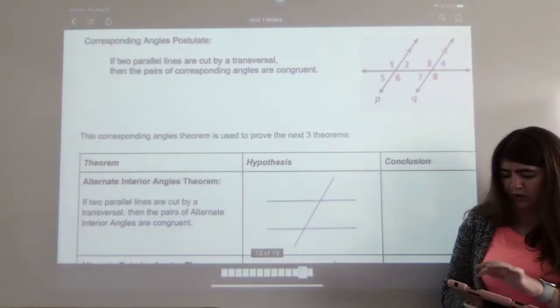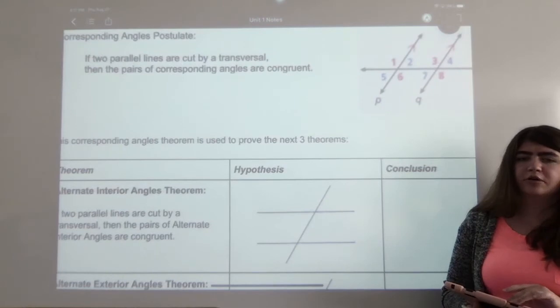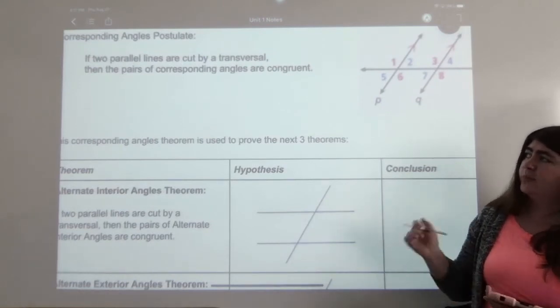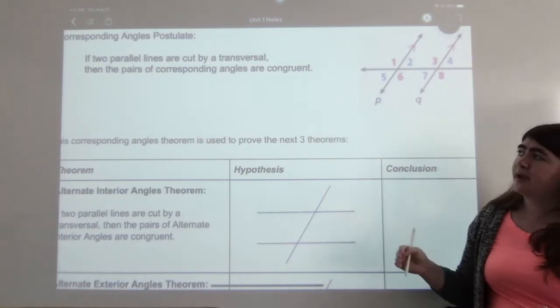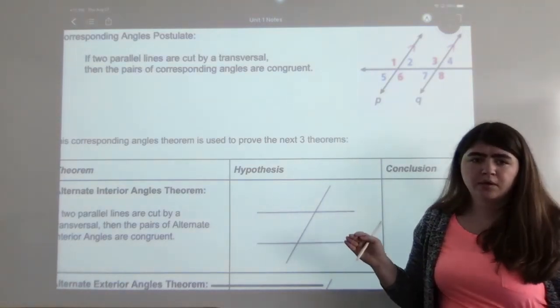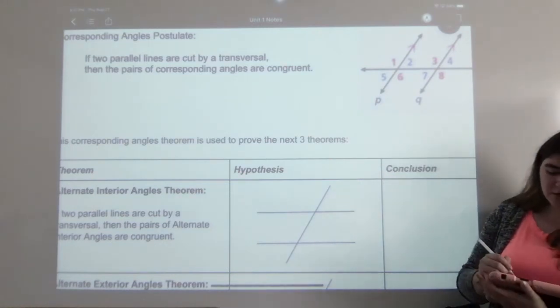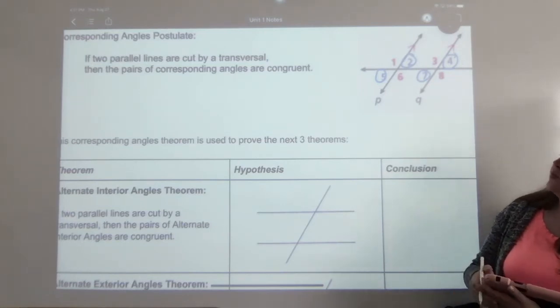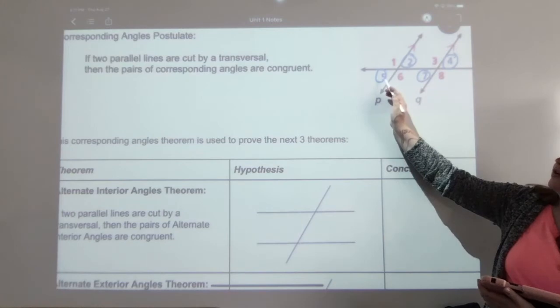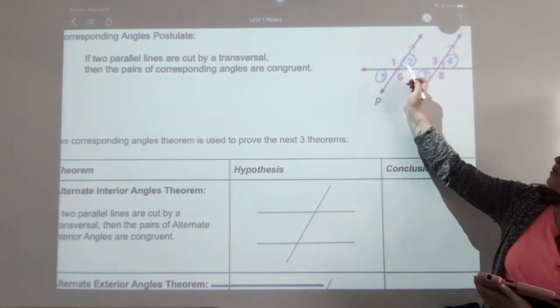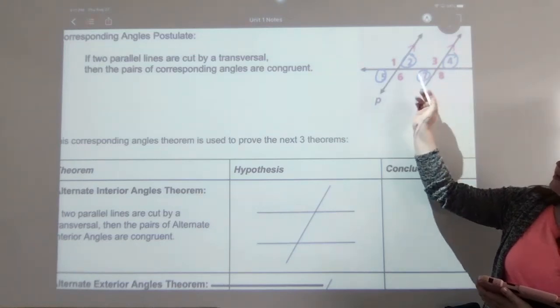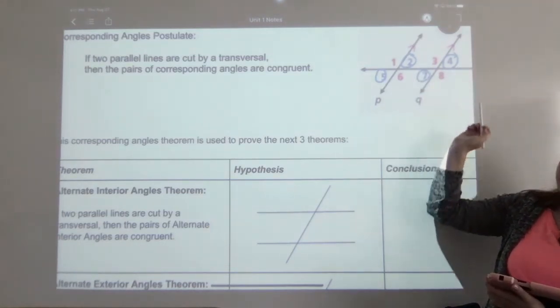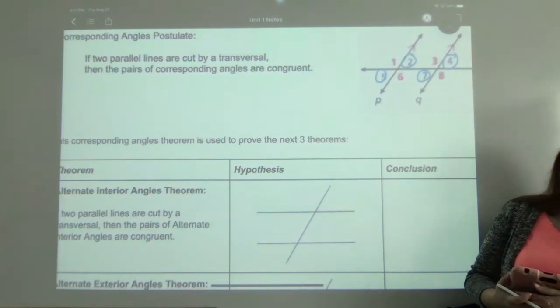All right, so we have this corresponding angles postulate. The corresponding angles postulate says if two parallel lines are cut by a transversal, then the pairs of corresponding angles are congruent. So what that's saying is that angles 5 and 7 and 2 and 4, and we know that these are vertical angles, so these are congruent. So 5 is congruent to 7, 2 is congruent to 4. 5 is also congruent to 2, 4 is congruent to 7. So 5, 2, 7, and 4 are all congruent.